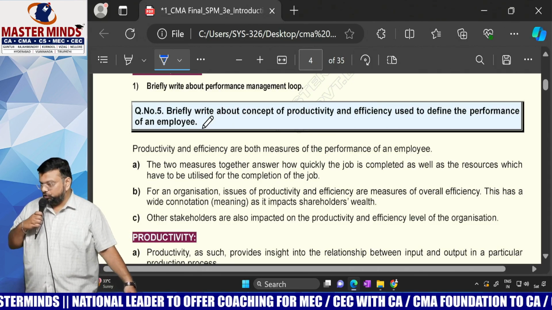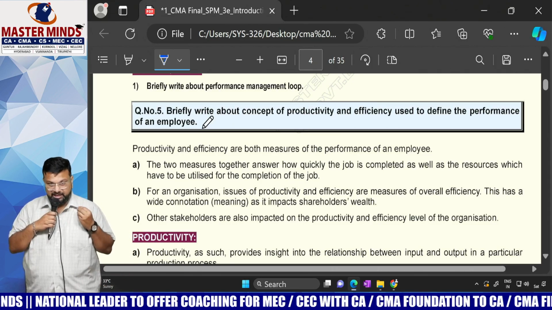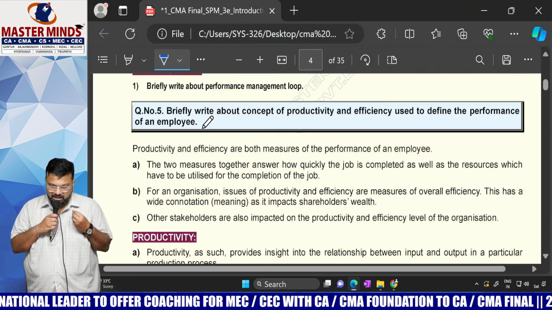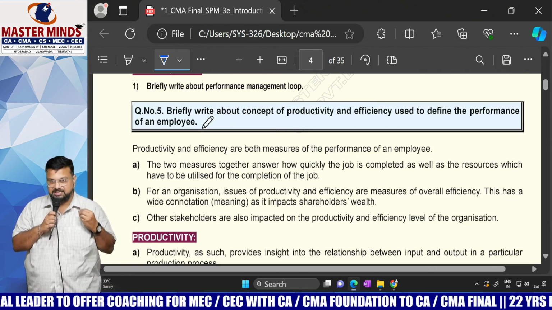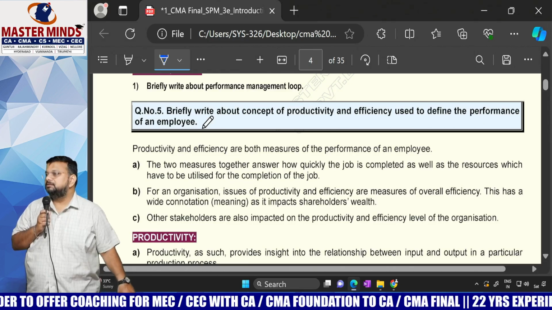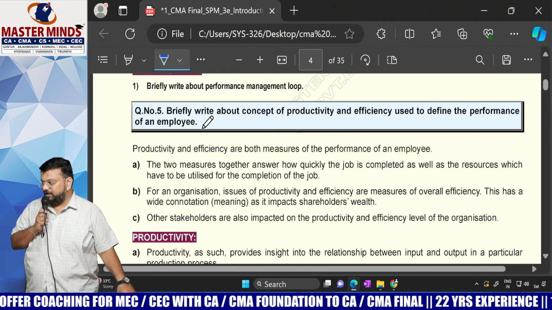Try to improve your reading ability. Then only your learning ability will increase. Reading plays a very important role.